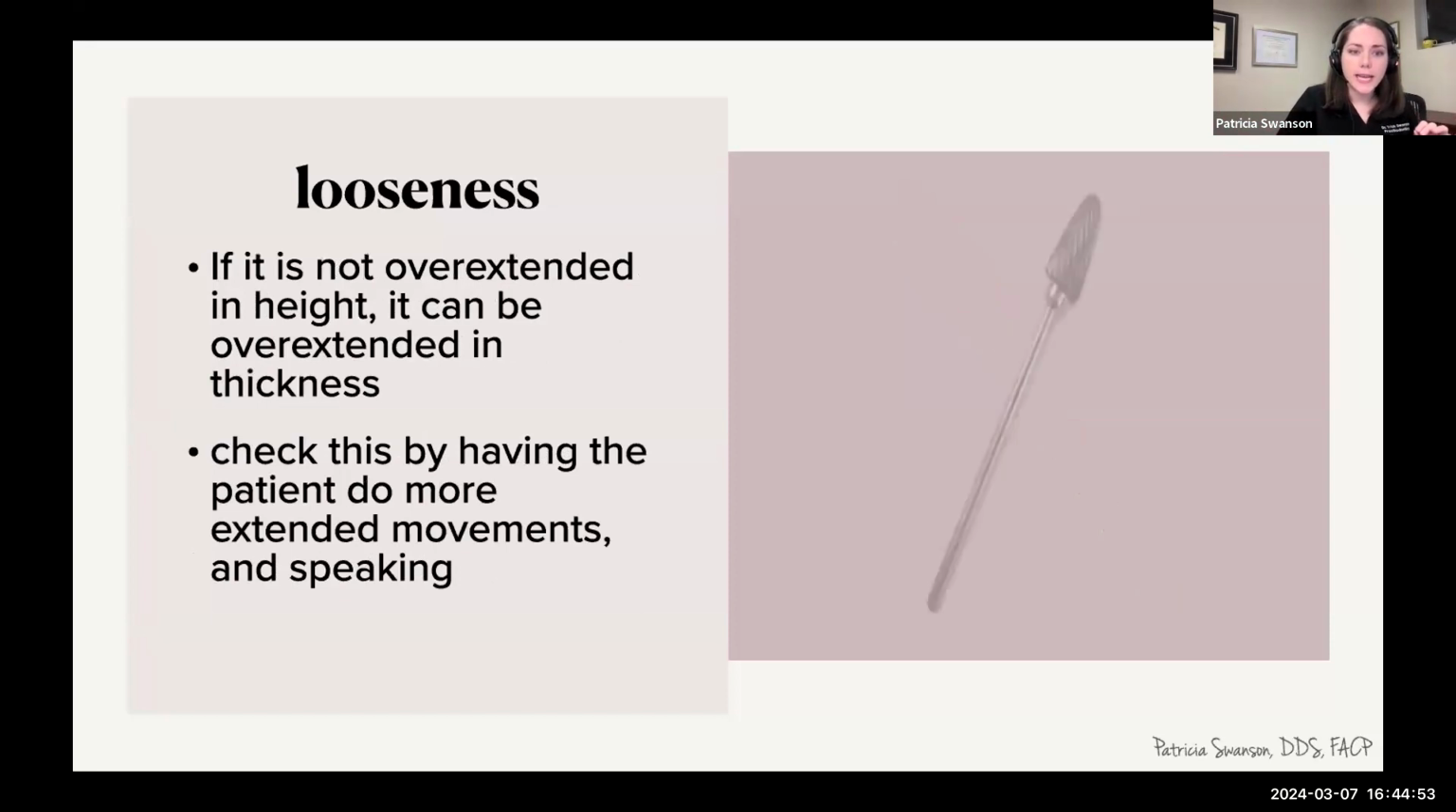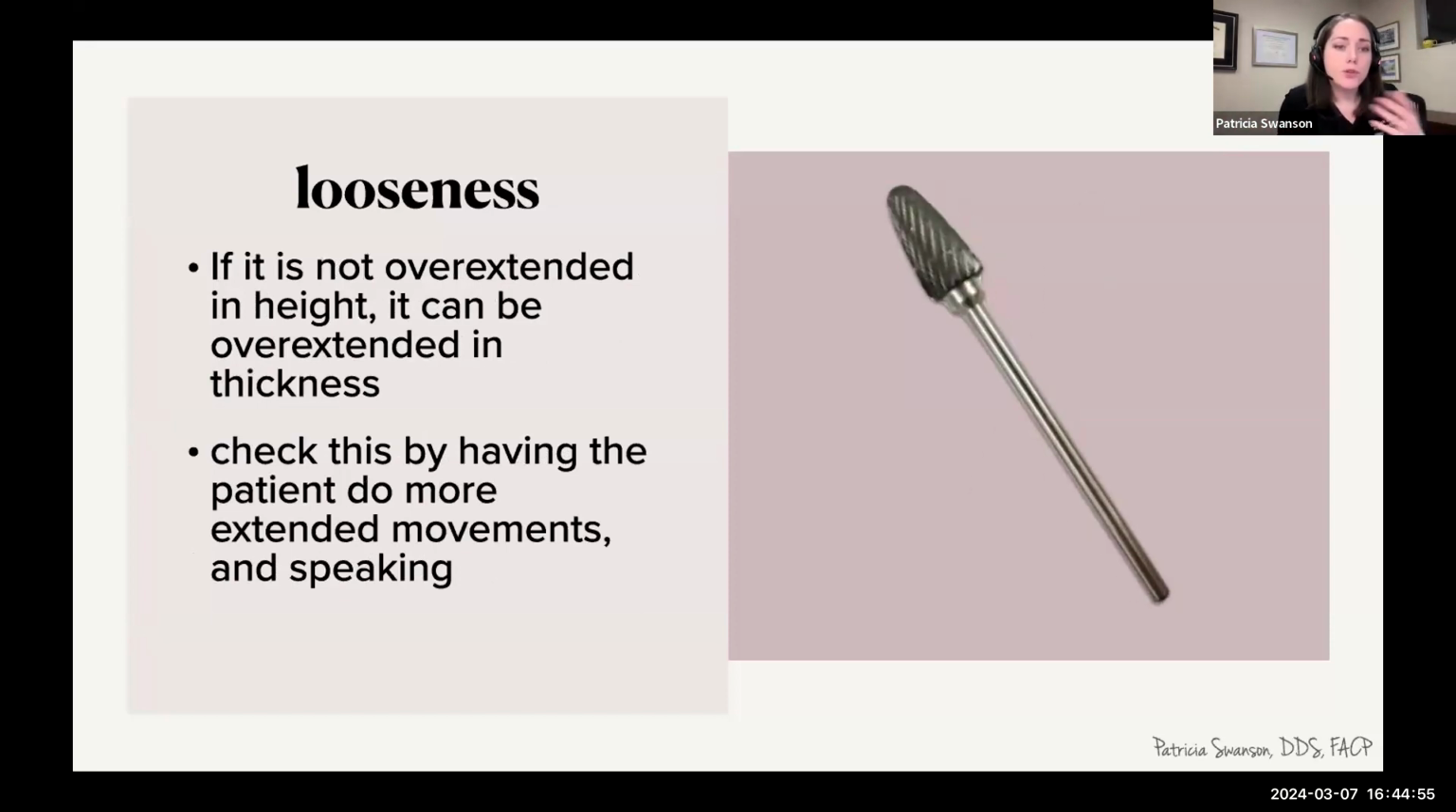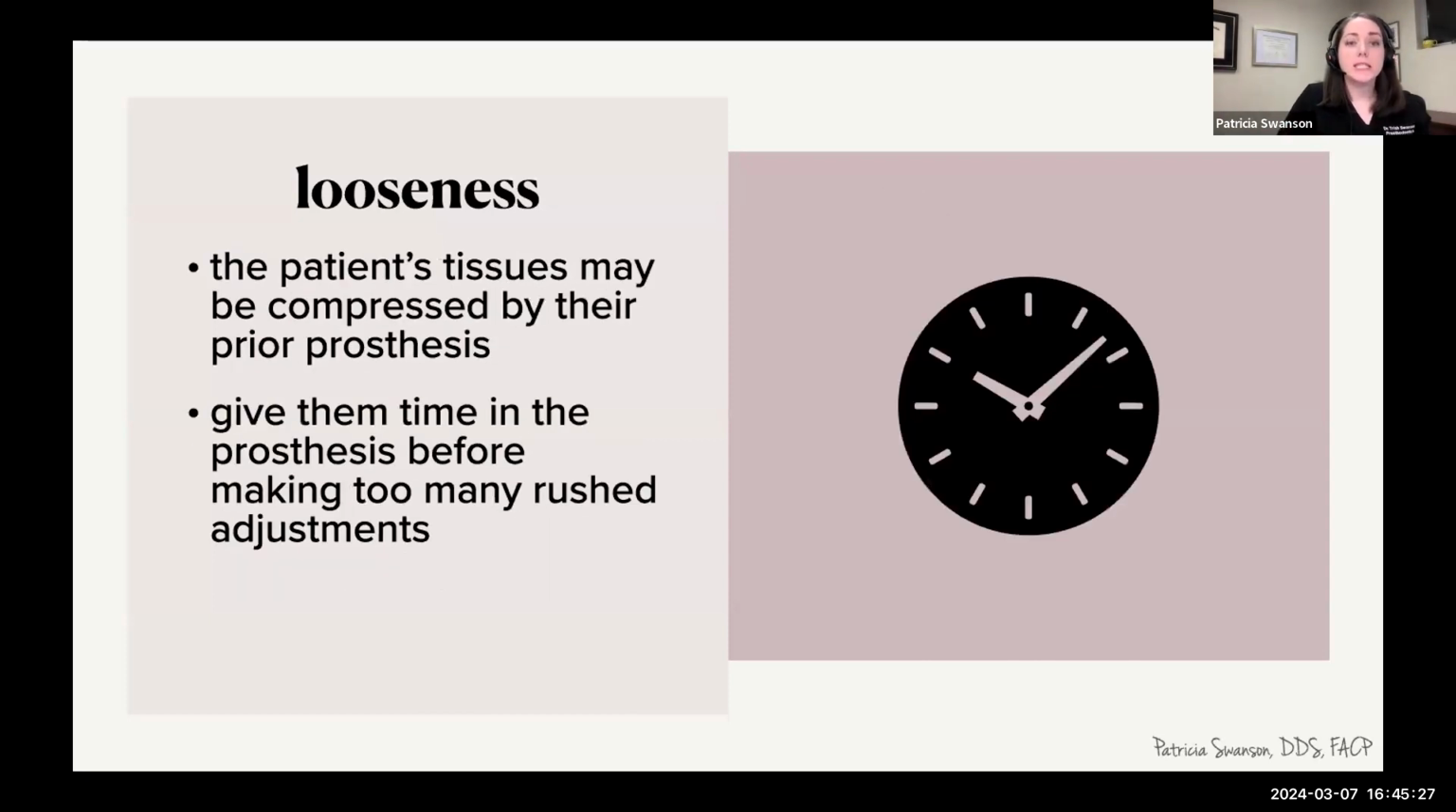Another thing that I do is I have the patient do extended movements, and I also have them speak. So if I don't get it at first, but then it's happening as they're speaking, I'll just have them talk as much as possible. But then they don't know what to say, right? If you say talk about something, they just stare at you. So I say, please tell me your name, your address, and your phone number, because those things they can recite without thinking. Because again, I want them not to think. So they're going to tell me their name, their home address, their phone number, and then I'll start to see what's making it drop, and I can see where it is too thick. The patient's tissues also might be compressed by their old denture.